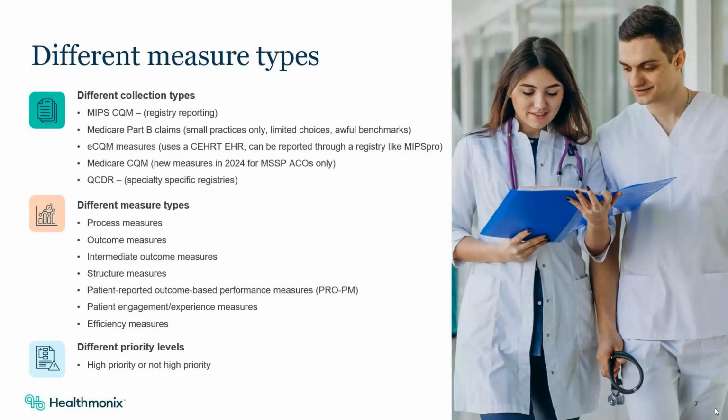There are also different priority levels. So if there's an initiative for a certain measure, or if it is very important for all providers to be reporting a given measure, it's going to be stuck with that high priority tag. When you're reporting measures year to year, there's always a requirement of having at least one high priority measure. So all of these factors go into the different measure types. And today we're going to be focusing largely on the MIPS CQMs, the registry measures.